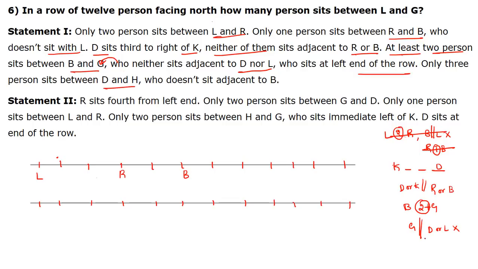So between D and H, there is a gap of only three persons. So D or H is not placed anywhere here. That is why we have to keep this on hold.